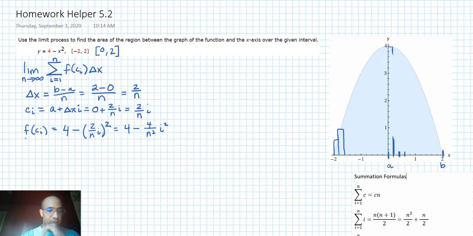All right, good. So now I can fill out my limit. The limit that we want to calculate is the limit as n approaches infinity of the sum of i equals 1 to n of f of c sub i, which is 4 minus 4 over n squared i squared, times our delta x, which is 2 over n. So we're summing all of that together.